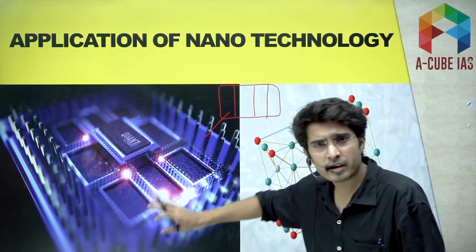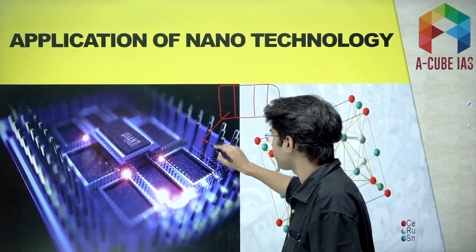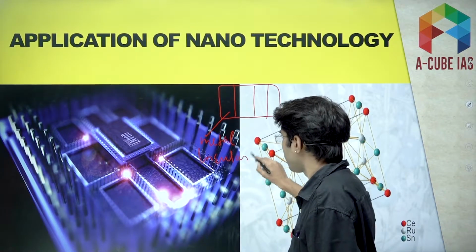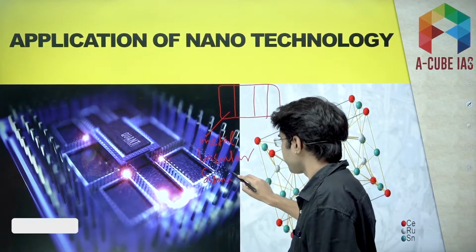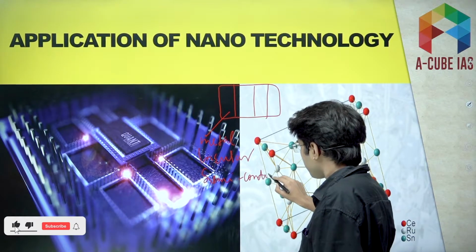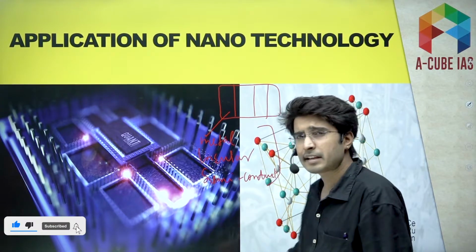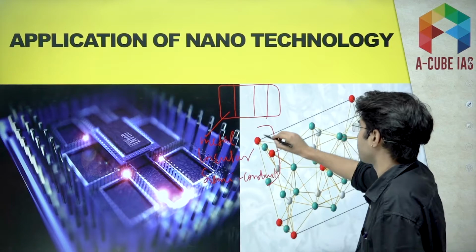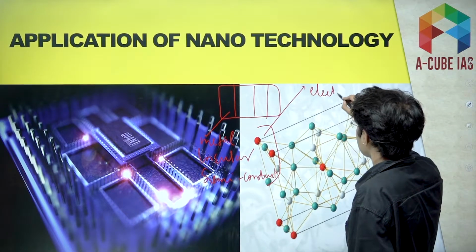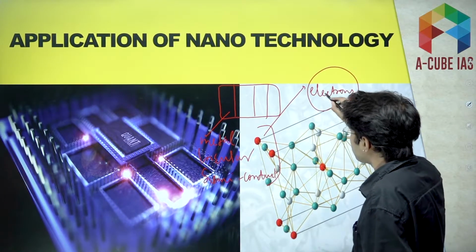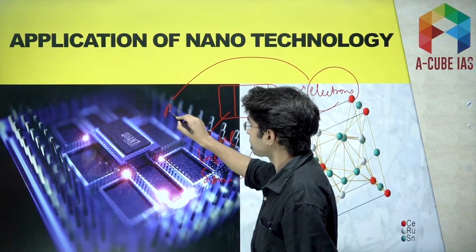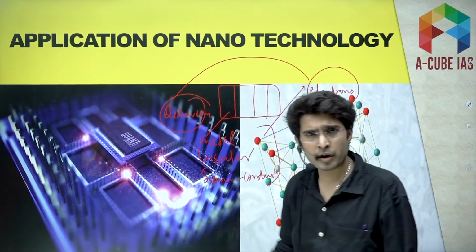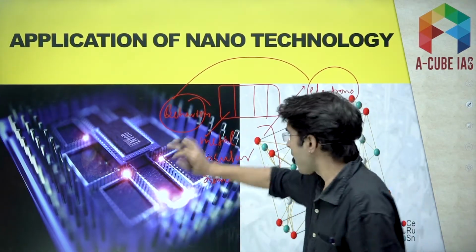Whether it will behave like a metal, an insulator, or a semiconductor, these characteristics depend upon the behavior of electrons. So this behavior of electrons can be modified. So you have this substance.